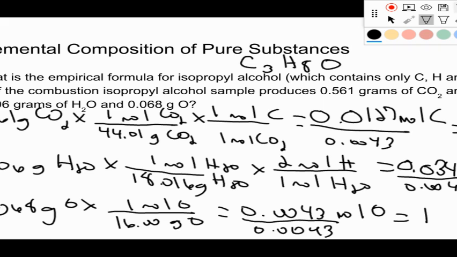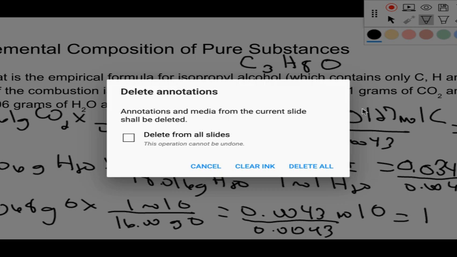So those are the combustion problems. And like I said, they're not really terribly difficult. It's a little time consuming. You just have to remember all the conversions you have to do. Sometimes it's only going to be carbon and hydrogen. Sometimes they might throw in another element.